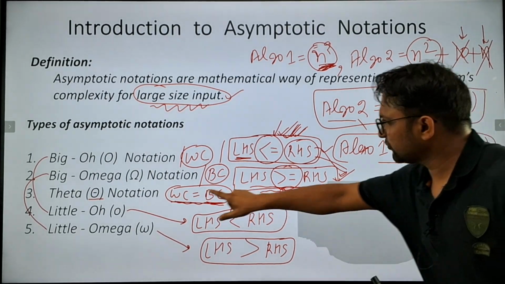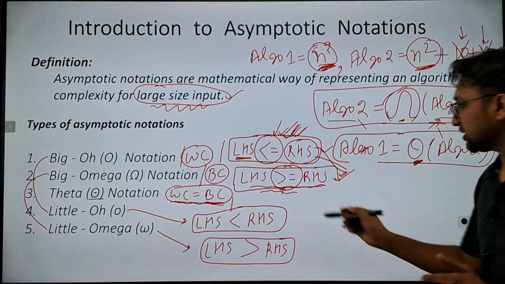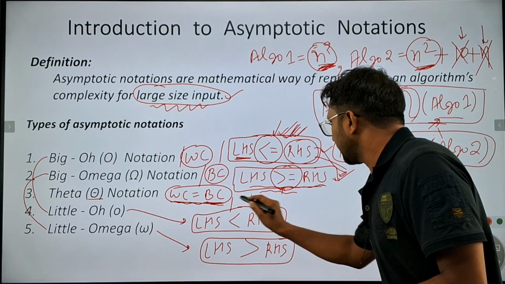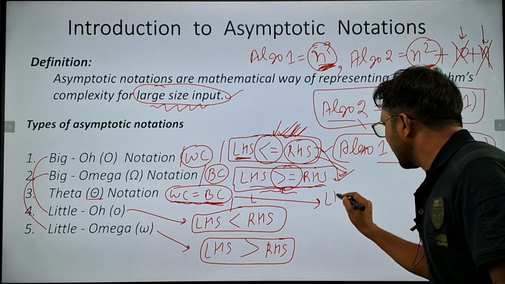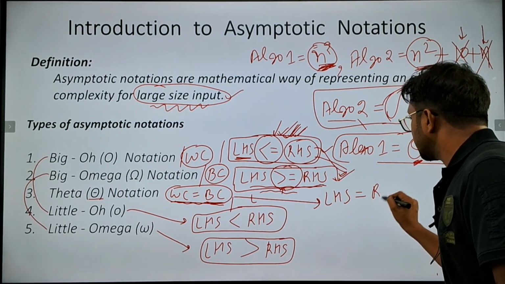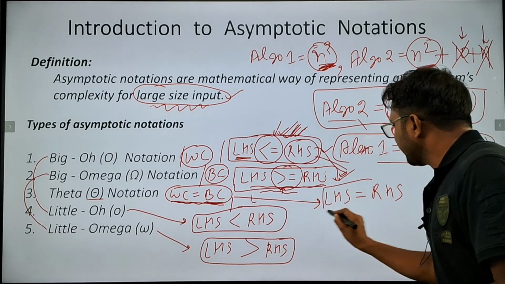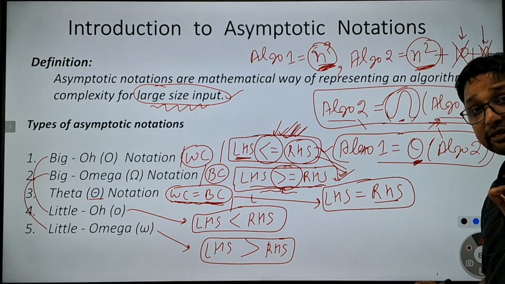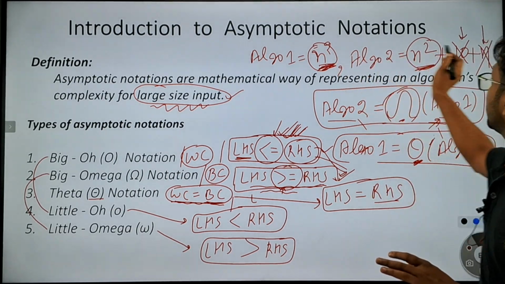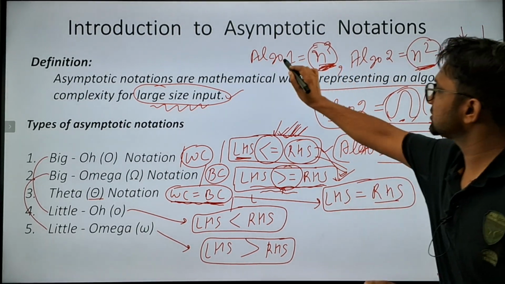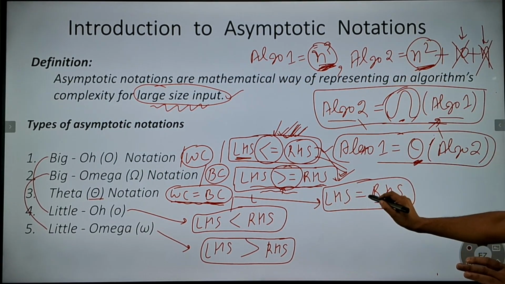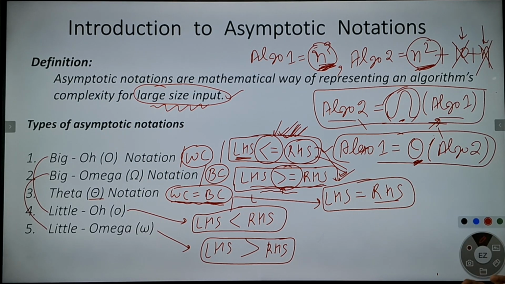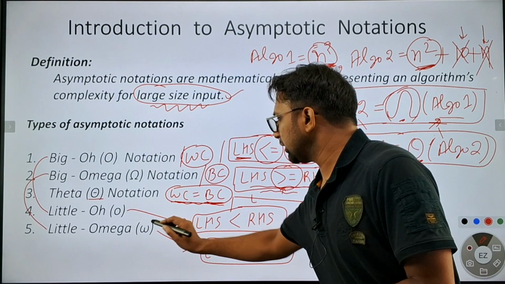Theta notation we use when the left hand side is equal to the right hand side. This means the left hand side algorithm is taking exactly the same time as the right hand side. So if both are taking n square, we can represent the relationship between algorithm 1 and algorithm 2 by using theta notation. Yes. What about little o and little omega?